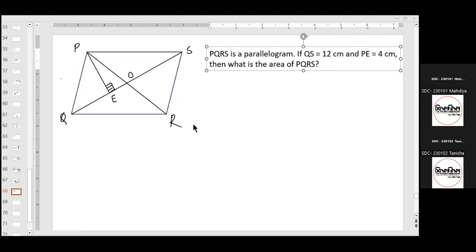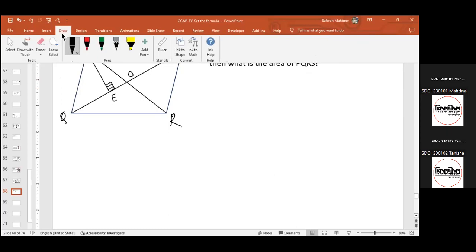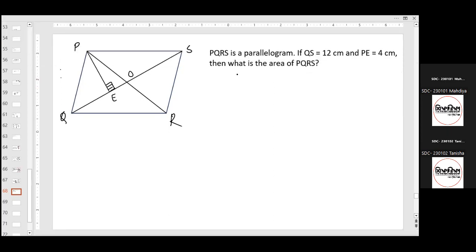Good idea, actually, how we can solve it. We are asked to find the area of PQRS, and that's the parallelogram. We don't have any direct clue to find its area, as we don't have the height of the parallelogram, and we don't have the length of any sides. We only have QS, which is the diagonal of the parallelogram, and PE, which is perpendicular on QS.